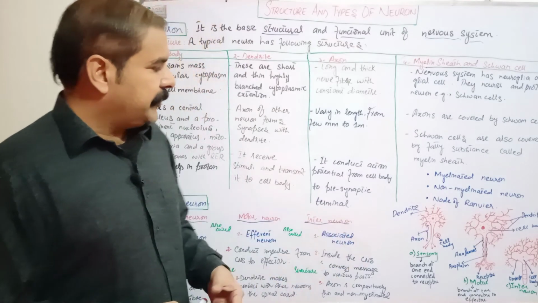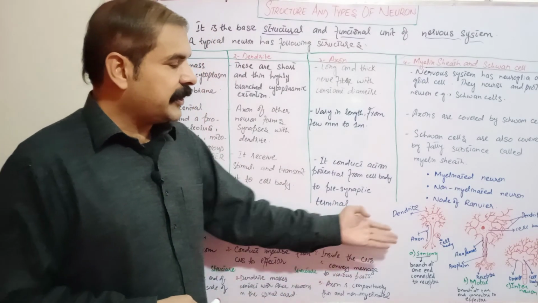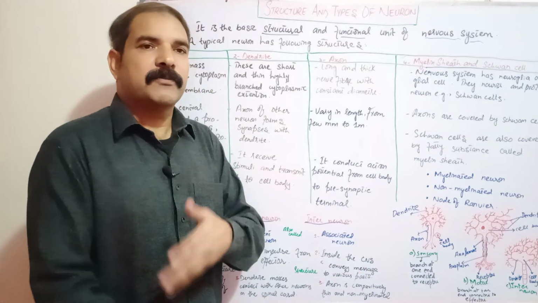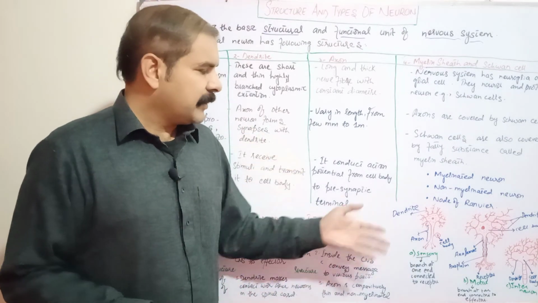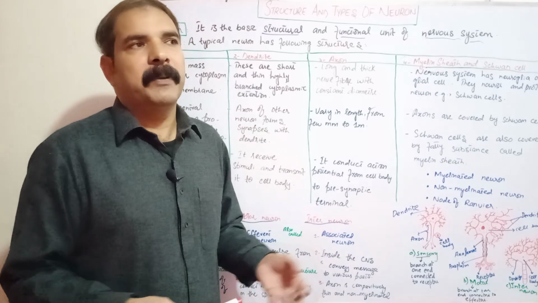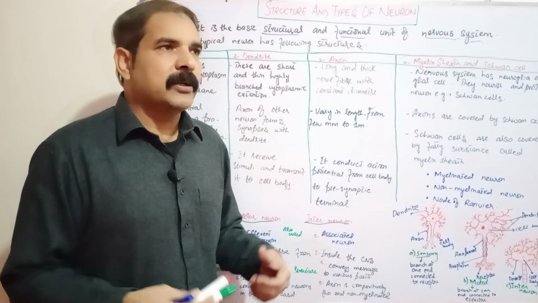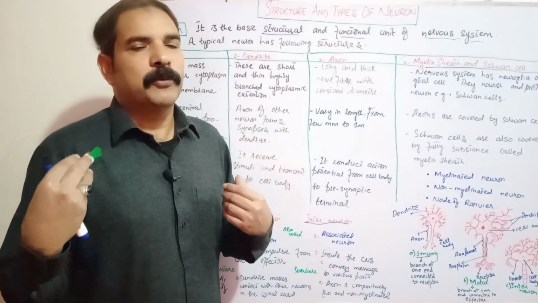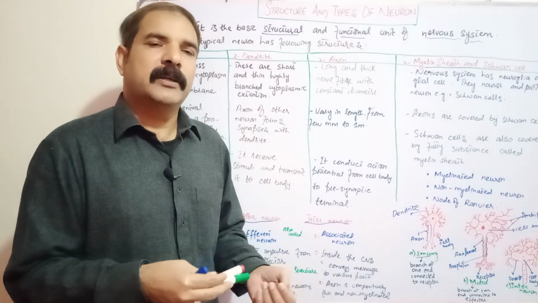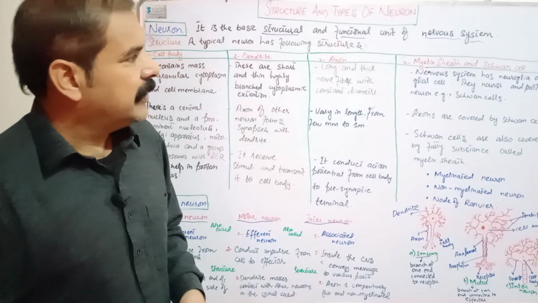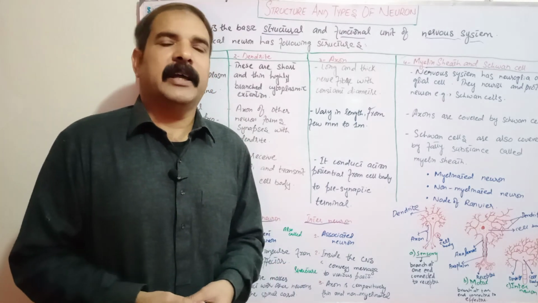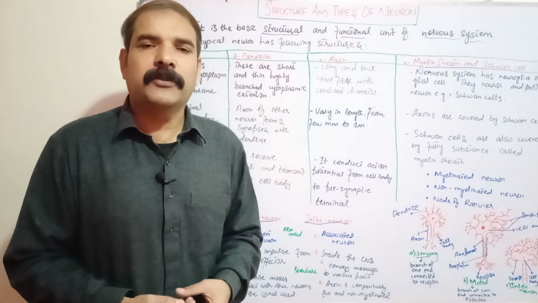And there are three types of neuron: sensory, which conducts messages from receptor to CNS; mixed, which analyzes and prepares responses; and the motor, which brings messages from your nervous system to the effector. So this is the structure and the types of the neurons.